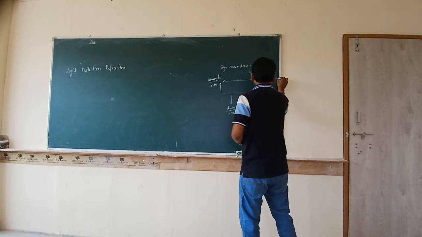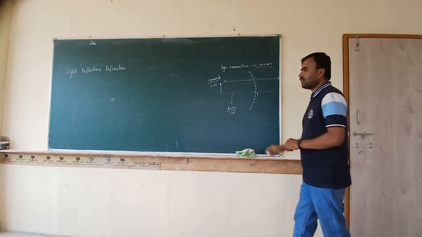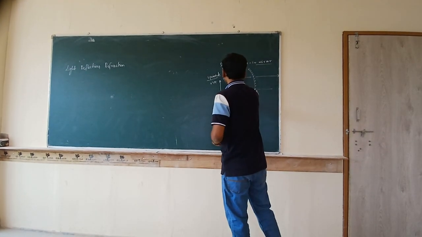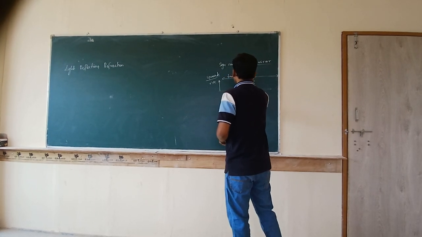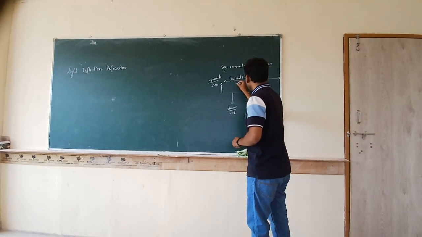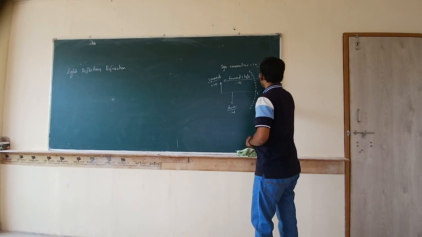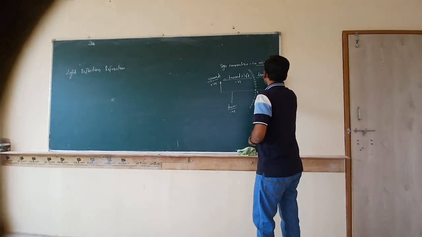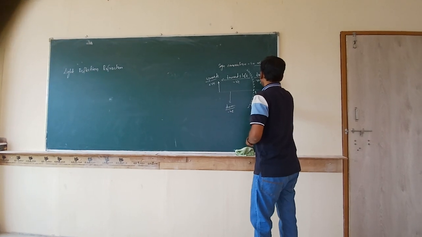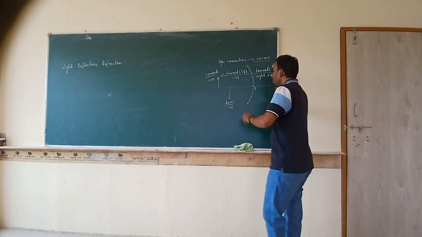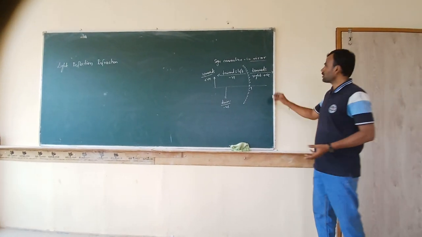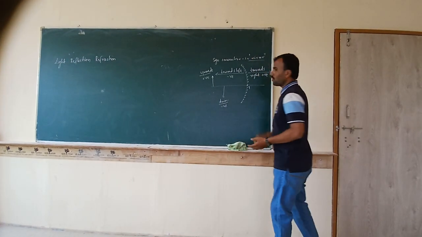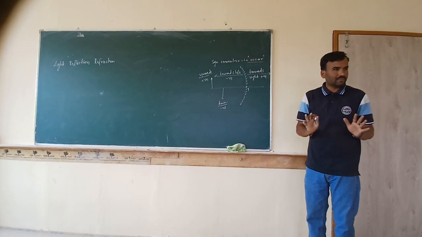Another one, what is that? This side and this side. Towards left, it should be negative. Towards right, it should be positive. So these all are sign conventions for what? Mirror. Is that clear?